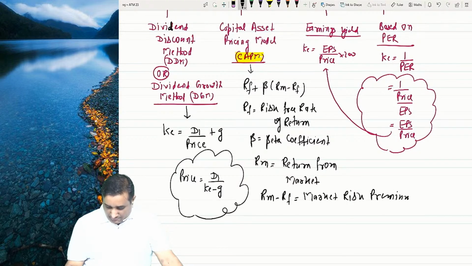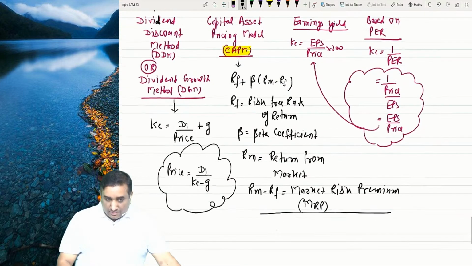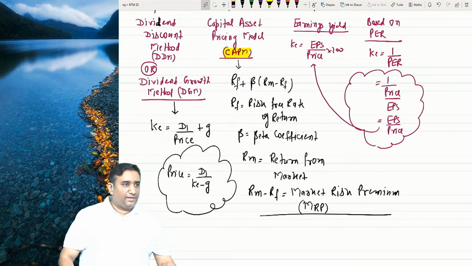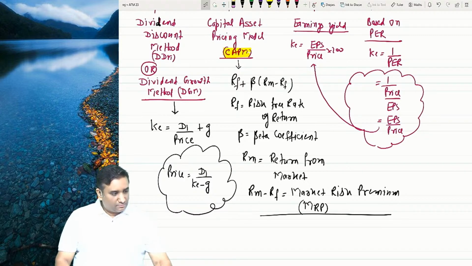Market risk premium, MRP. How to read this formula? I'll take help of an example and data. Just copy that down, please. Copy it down.